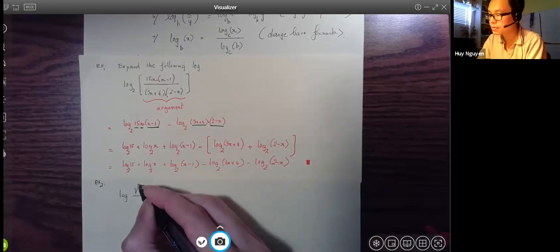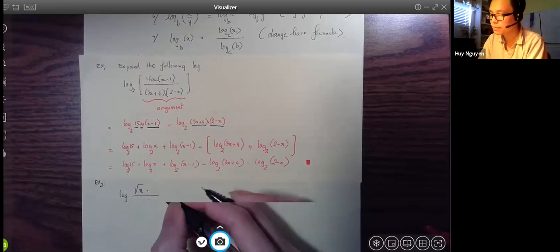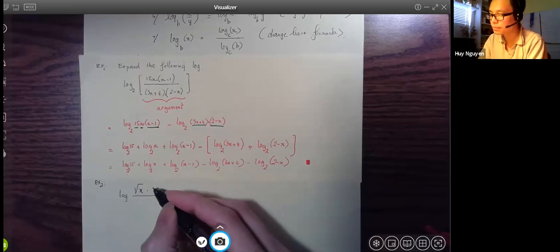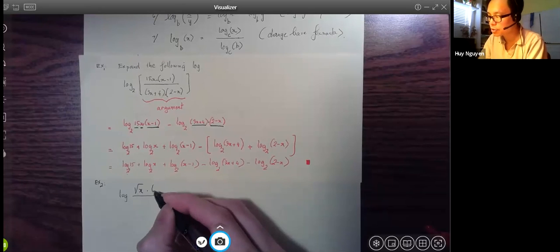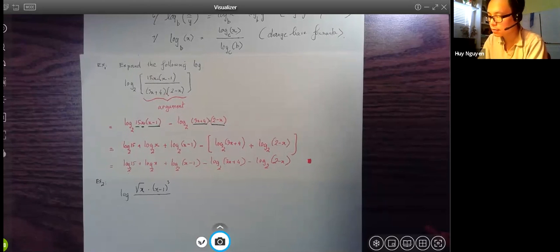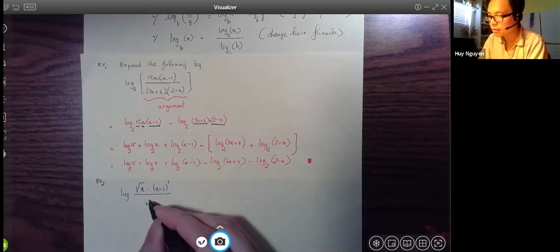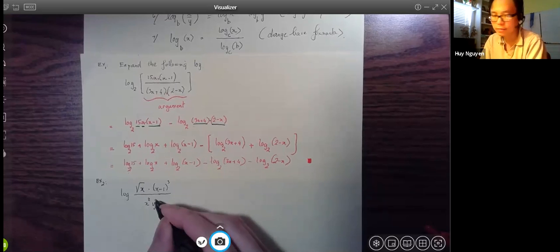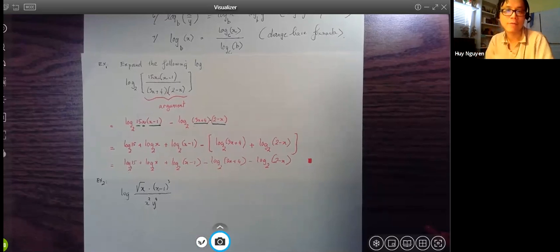Square root of x times (x minus 1) raised to the third power, over x squared y to the fourth. Okay, let's make it simple that way.